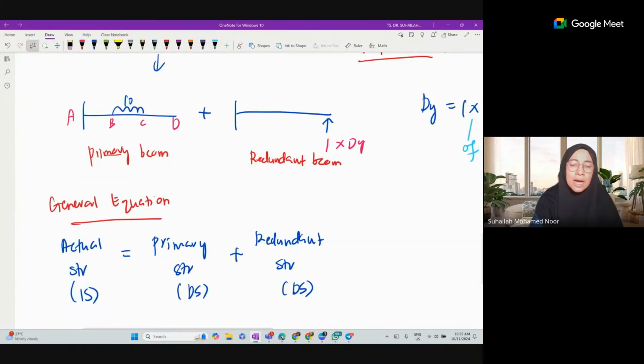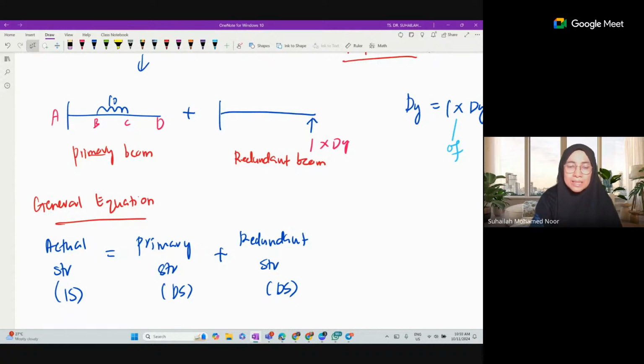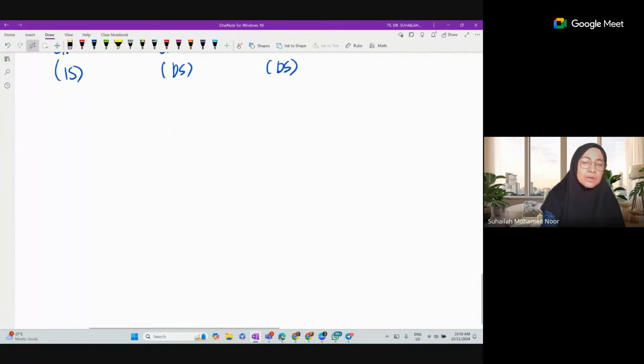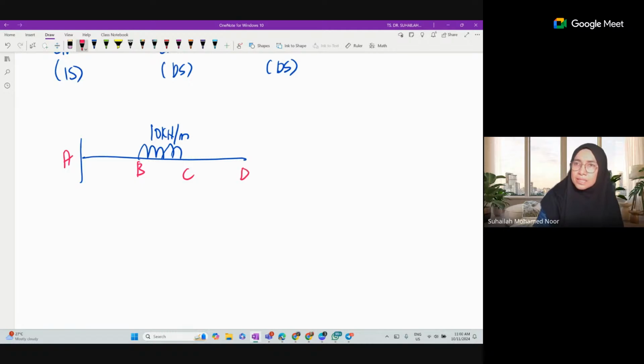So we will analyze one determinate structure where it is subjected to all external loading, and we will analyze one cantilever beam without any loads except one. Okay, please recall when we have one cantilever beam subjected to, for example, here 10 kilonewton per meter. This is A, this is B, this is C, this is D.